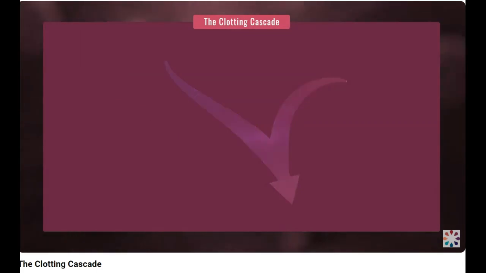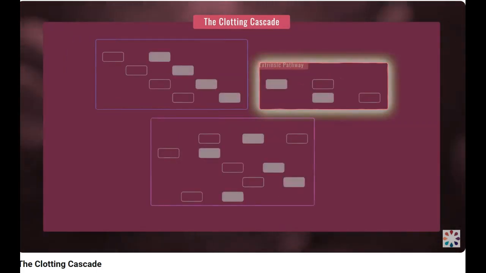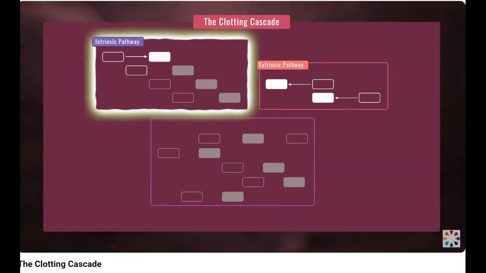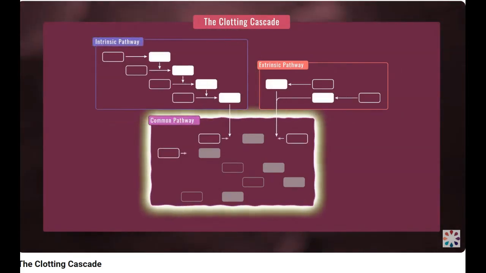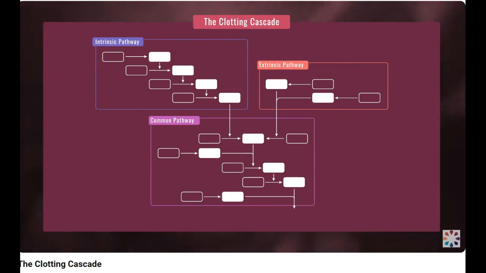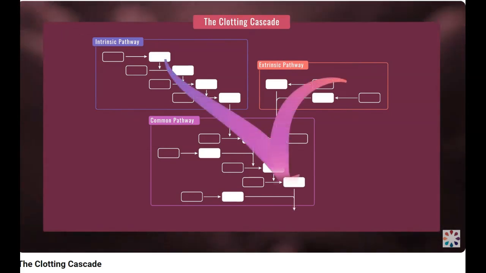The clotting cascade has 3 different pathways: the extrinsic, the intrinsic, and common pathways. This all may sound very scientific, but understanding a bit about them can help you know what happens when you have a bleed.